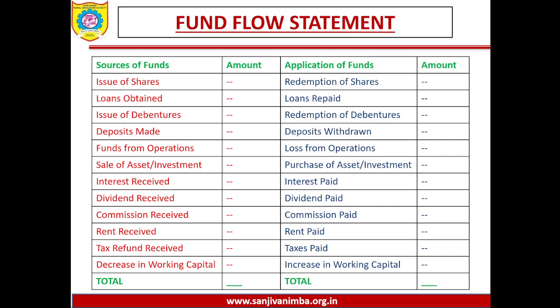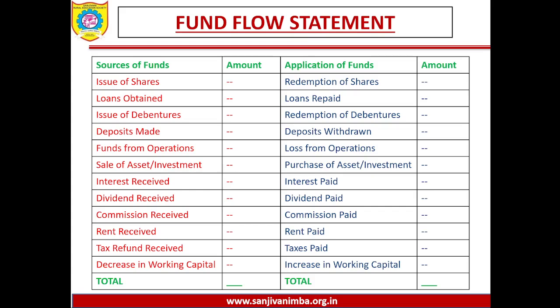Check out the sources of funds side. First was I: I means issue of shares. Second is L: L stands for loans obtained. Third was I: issue of debentures. Fourth is D: D stands for deposits made. Then comes F: F stands for funds from operations. I lead FS. Then comes S: S stands for sale of asset or long-term investment.